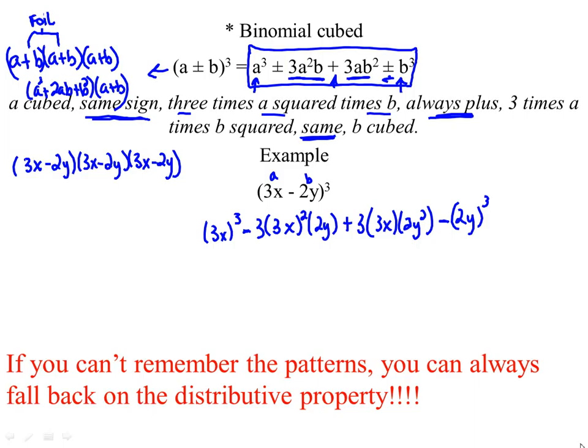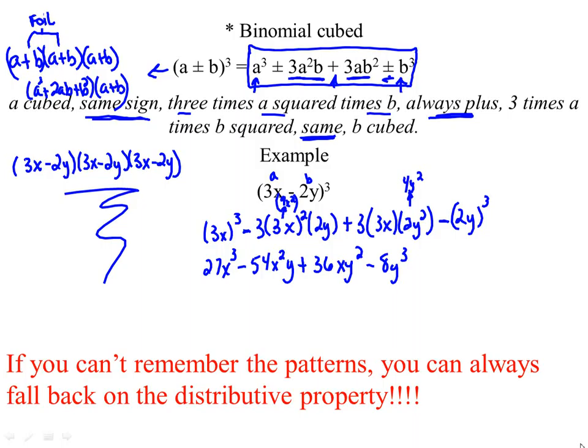And from here you just do the math. So 3x cubed is going to be 27x cubed. Now here you have order of operations, so you have to do the 9x squared first, and then multiply it times the 3 times 2y. So you're going to get a negative 54x squared y. Plus, same thing here, you've got to do the exponent first because it is order of operations. So that's going to turn into 36xy squared minus 8y cubed. And if you're going this way, you should come up with the exact same answer.